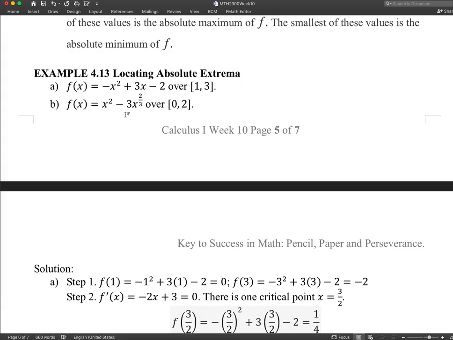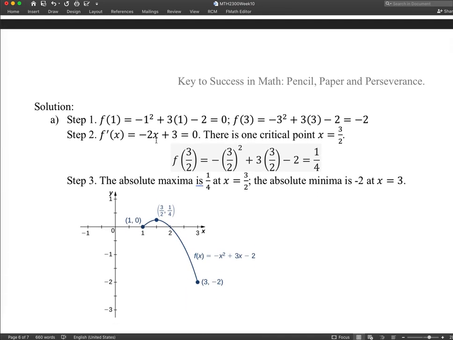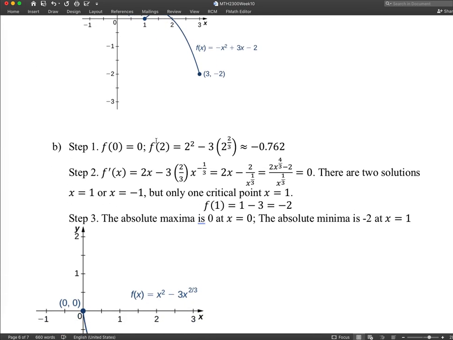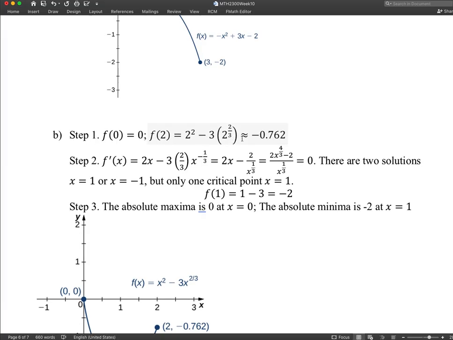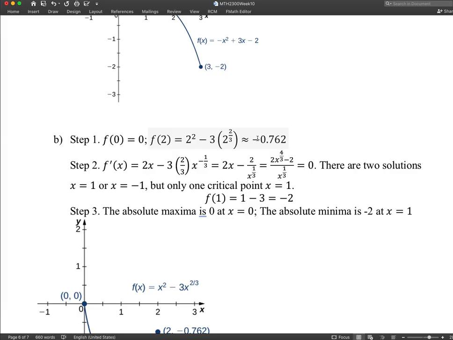Part B, the function might be a little more complicated, but anyway, it should be done in a similar way. So still there's step 1, step 2. Step 1, I calculate the function values at the endpoints. And usually, as I said many times in my class, I just require exact answers. But this time we want to take out the largest value and the smallest value, and it might be harder to figure out what this value is. So I showed the calculation. It's about -0.7. And step 2 is about the critical points.